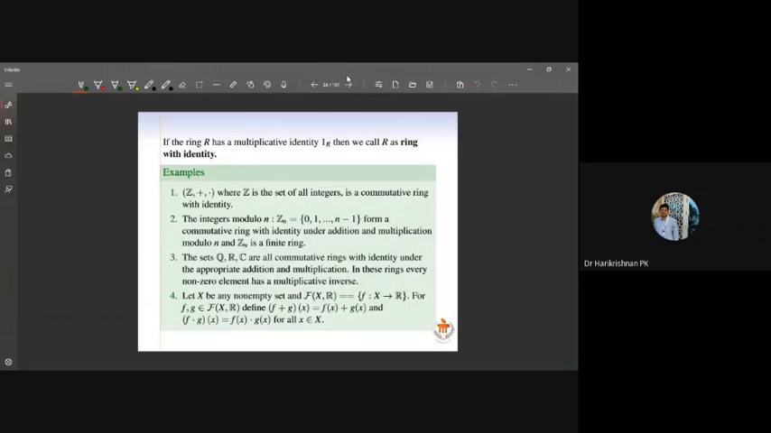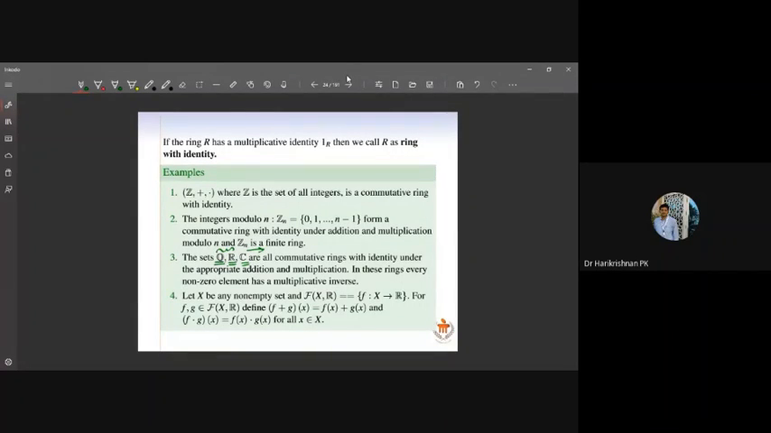So next for you, these are the familiar examples. That is the set of all rational numbers, the set of all real numbers, the set of all complex numbers. For the set of all rational numbers and real numbers, we can take the two operations, addition and multiplication, as the usual real numbers addition and multiplication. And for C, you have to take the addition of complex numbers and multiplication of complex numbers. So you can see that this is an example for a ring.